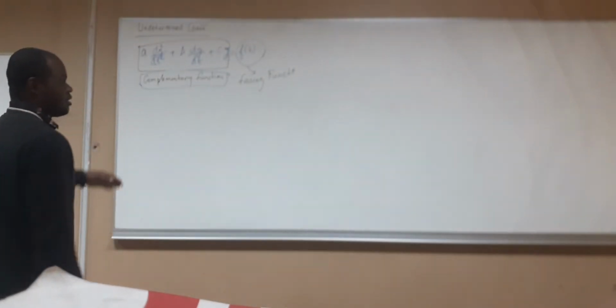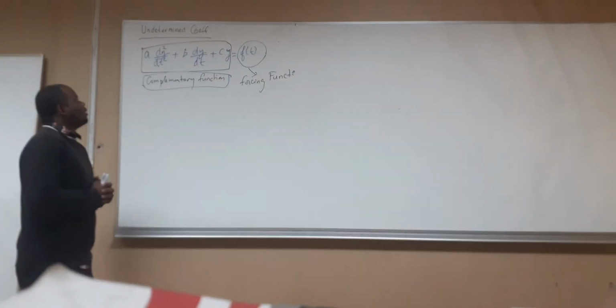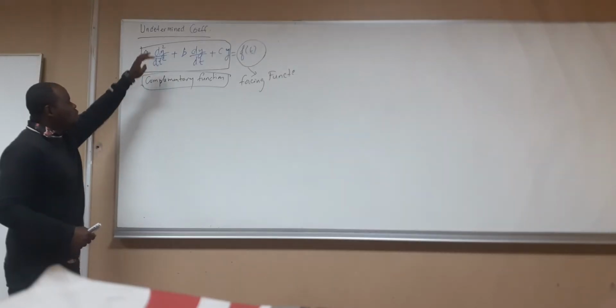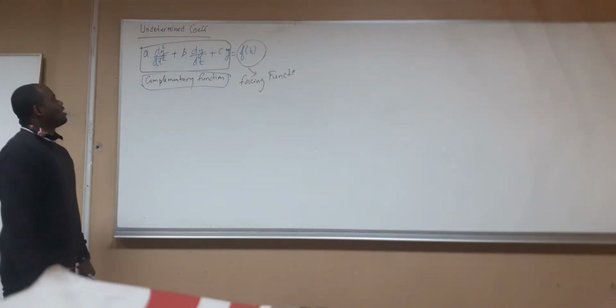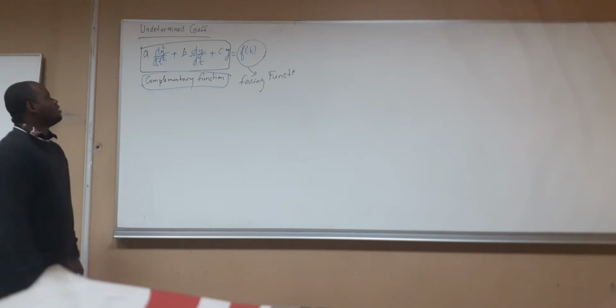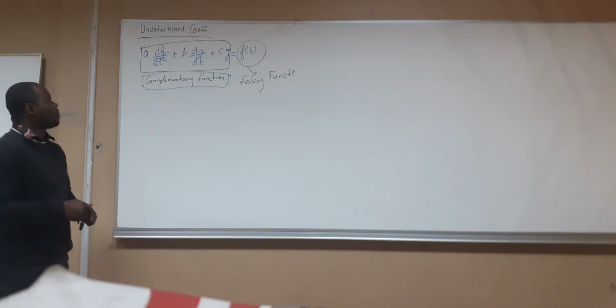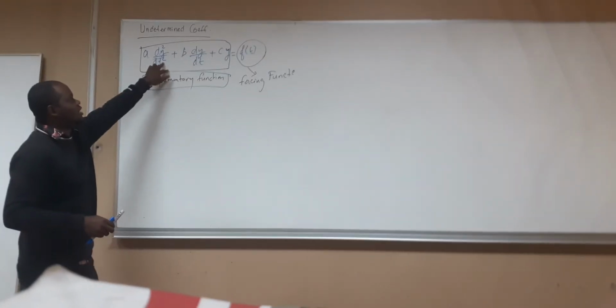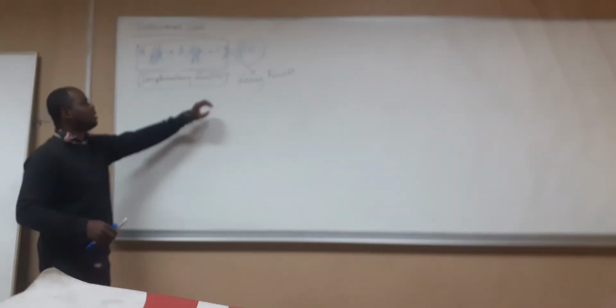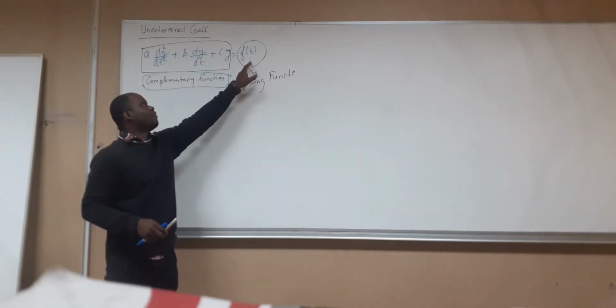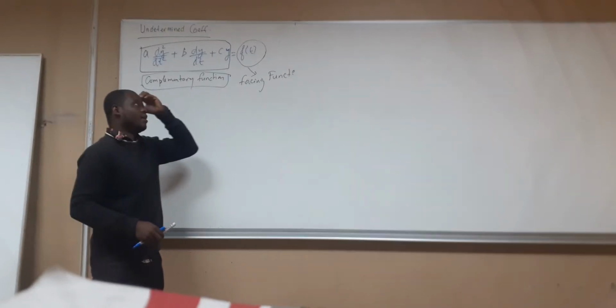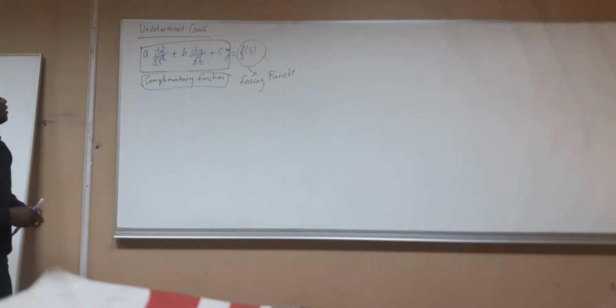Alright, this is our general form. We have a d²y/dt² plus b dy/dt plus cy equal to f of t. This part is called the complementary function, and your f of t is called the forcing function.